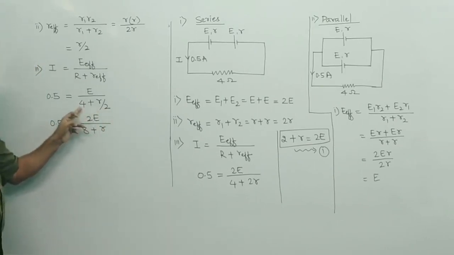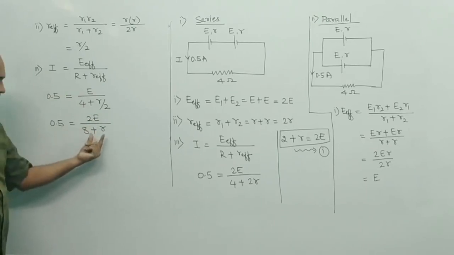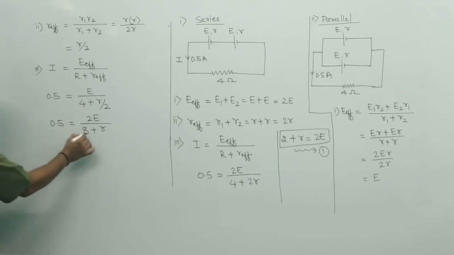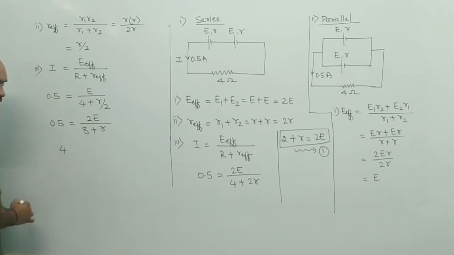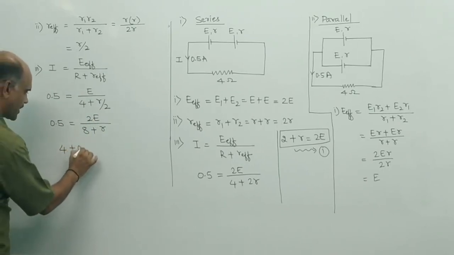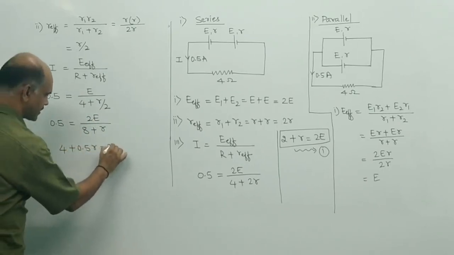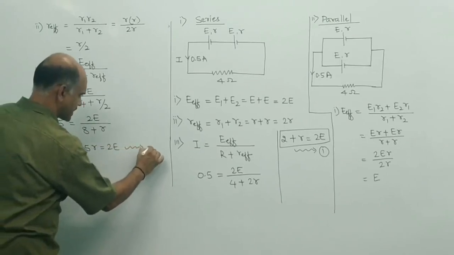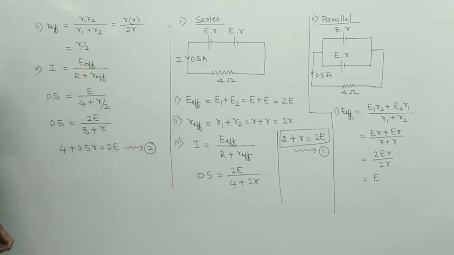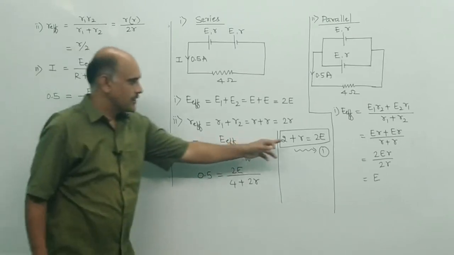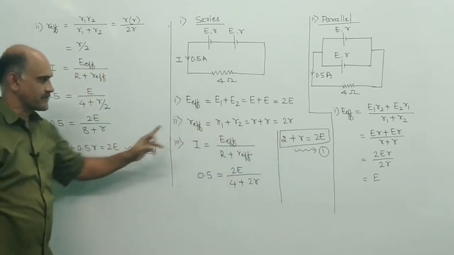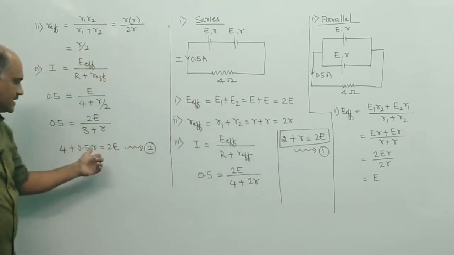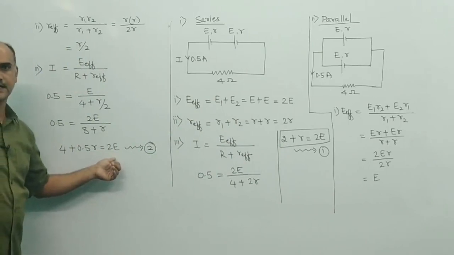So 4 into 2 is 8, then 2 will go to the numerator. Cross multiply, so you will have 0.5 into 8 is 4 plus 0.5 R is equal to 2E. This is equation 2. Now you solve these two equations, you will get internal resistance and EMF.